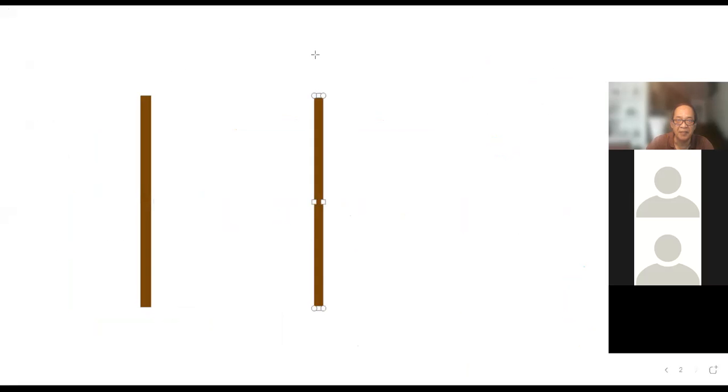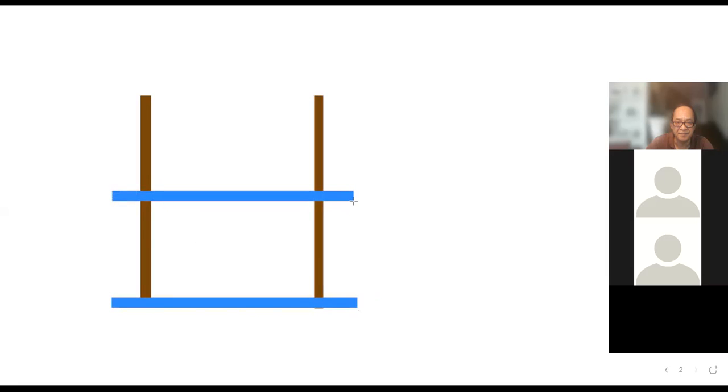My ground beam. This will be my ground beam. Something di sini. Okay. Somewhere here. The first floor beam. And my roof beam. This will be my typical cross section. Ini section yang mana column will continue up sampai roof. Okay, the columns will continue up sampai roof level.